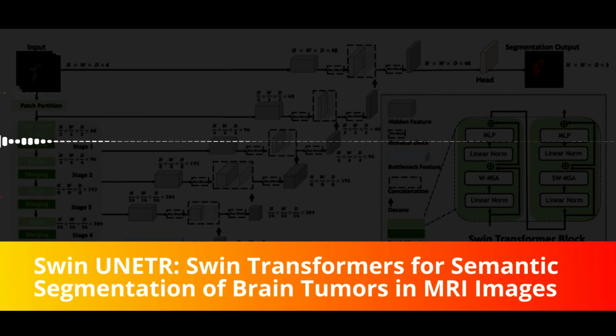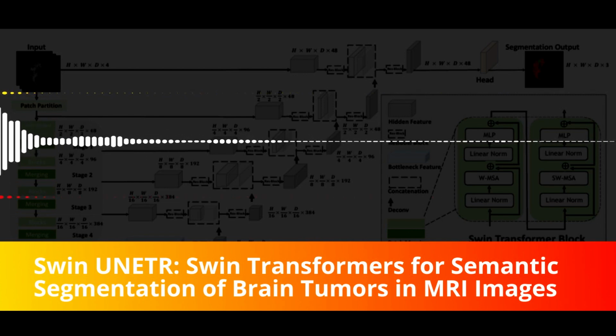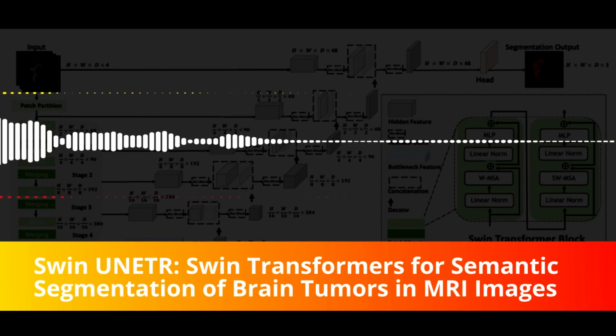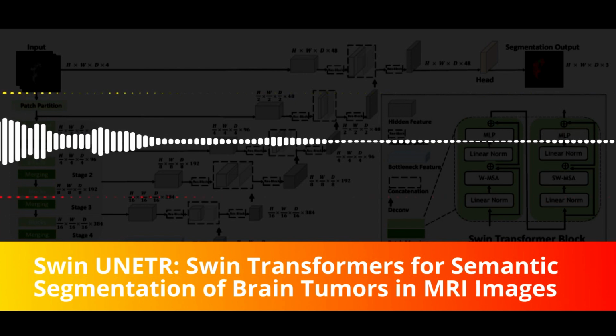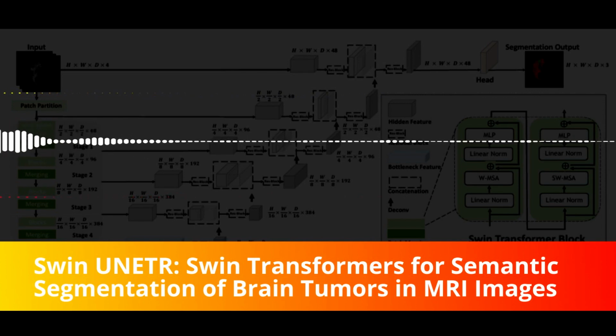Why is that helpful? It helps the decoder retain those really fine, granular details from the early stages, the sharp edges, the small structures that might otherwise get smoothed out or lost during all the processing in the deeper parts of the encoder. Got it. So the encoder uses Swin to understand the what and where at different zoom levels. The decoder uses that plus the skipped fine details to draw the final precise map. That's a great way to put it.